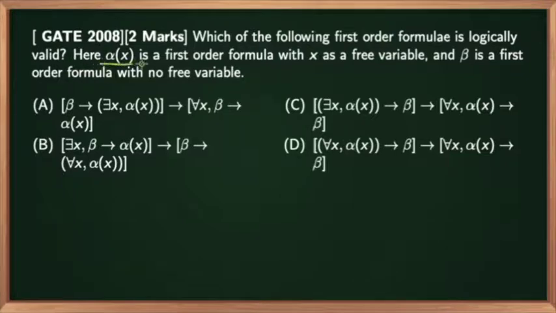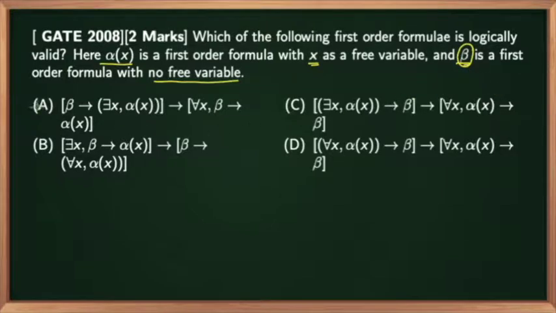Which of the following first order formula is logically valid? Here alpha of x is a first order formula with x as the free variable. That means the truth value of alpha of x is going to be determined by the value of x, and beta is a first order formula with no free variables. That means the truth value of beta is going to be a constant. That means either it may be true or false. It does not depend on any variable. Okay, so beta may be either true or false.